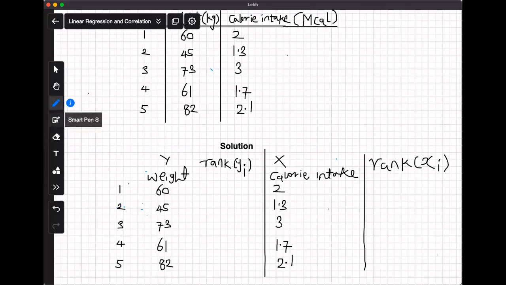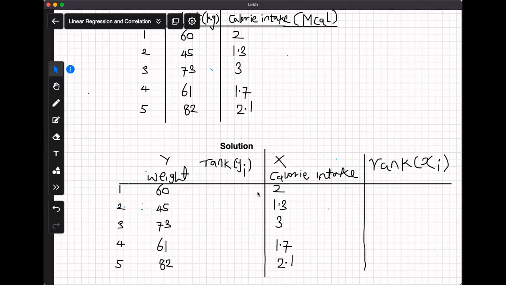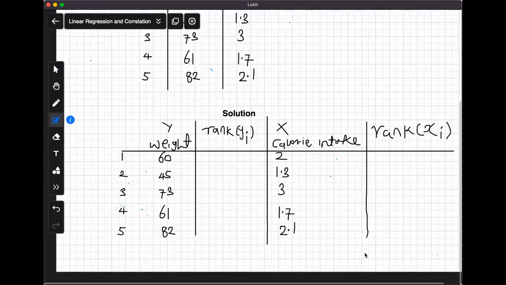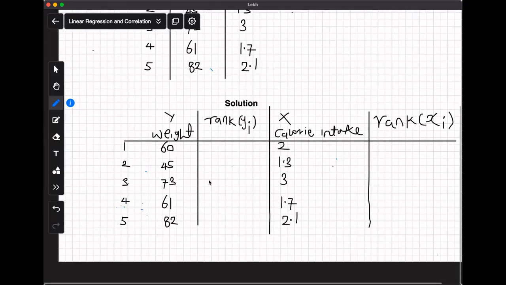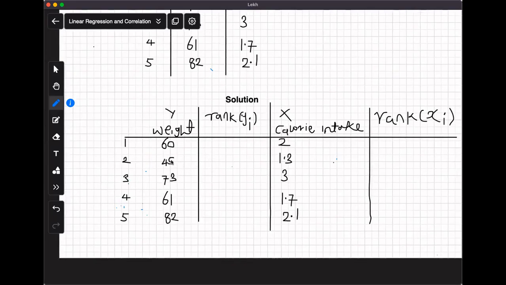Now we can look for the rank of the two variables. Basically, what we'll be doing is to find the order in which they are ascending. It's preferable that we use the ascending order. Let's look at that now. 45 is the first number, right?